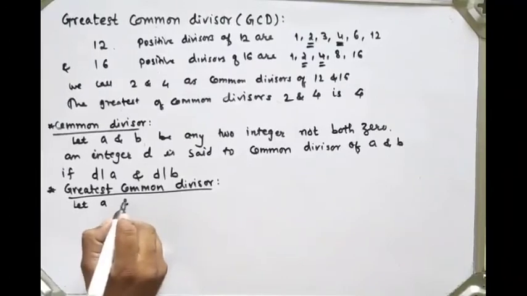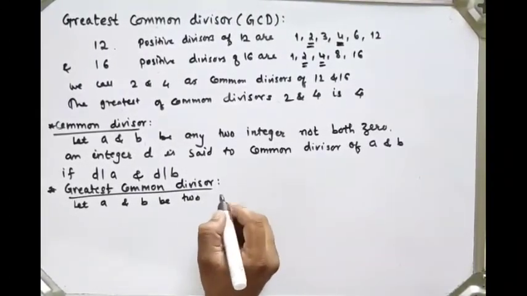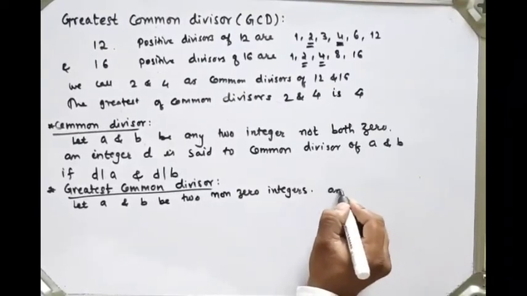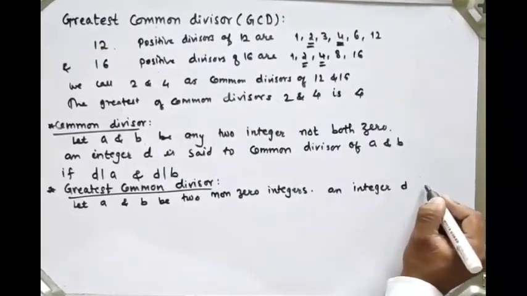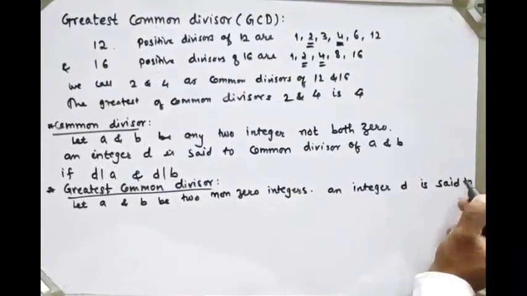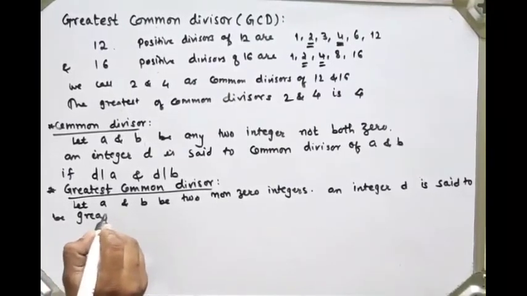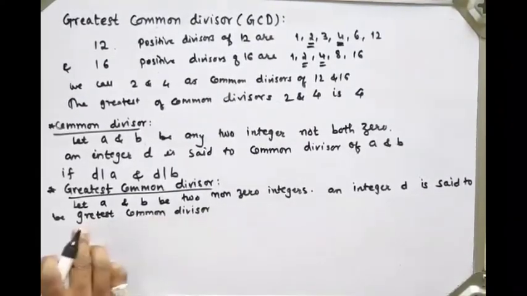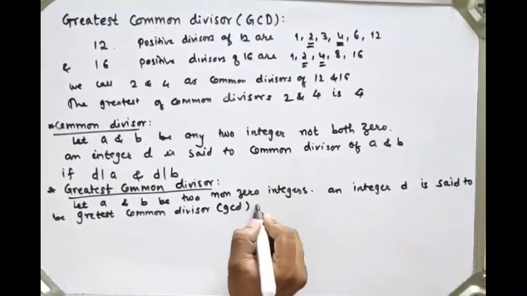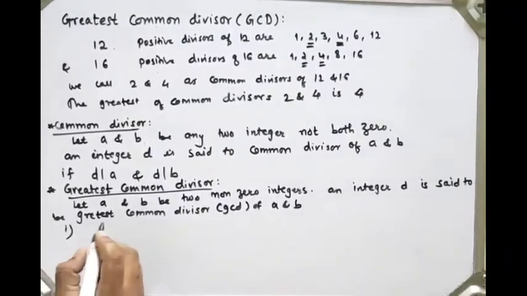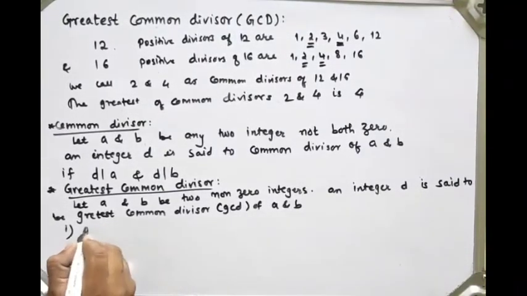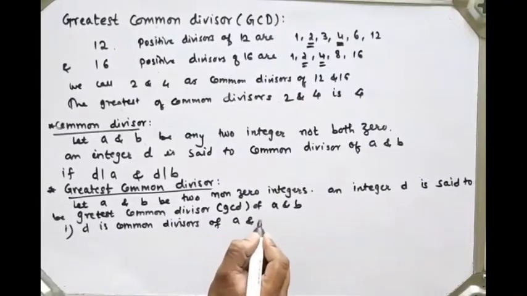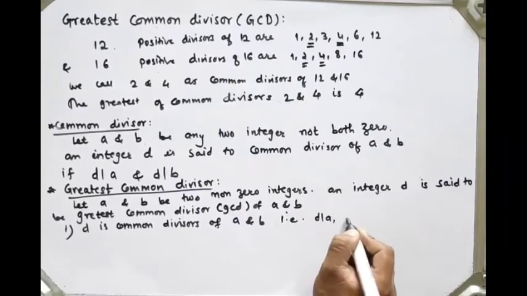Let A and B be two non-zero integers. An integer D is said to be the greatest common divisor, or GCD, of A and B if, first condition, D is a common divisor of A and B. That is, D is a common divisor means D divides A and D divides B.